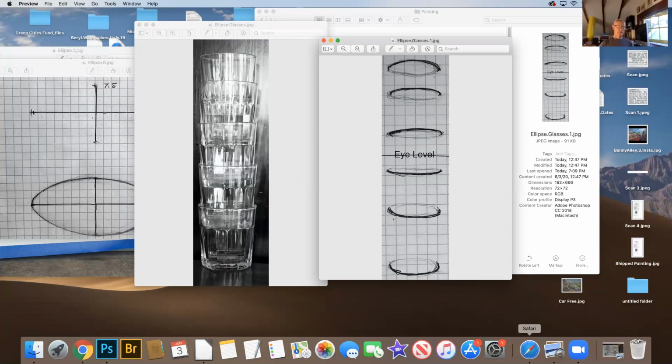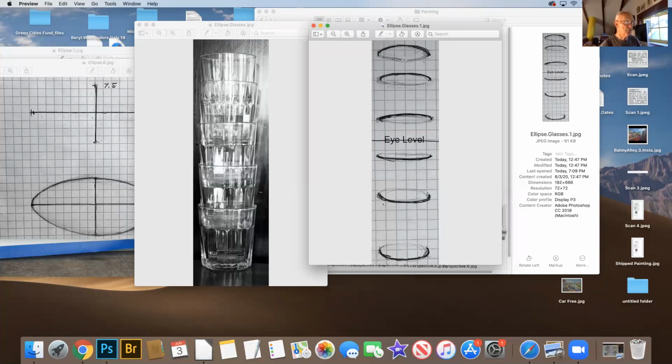Okay? So when you look at anything circular, first, is it at eye level? Is it above or below eye level? And how far is it? And that's going to affect the size of the vertical axis. Okay? This axis over here.